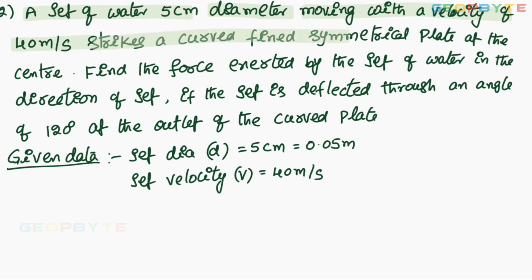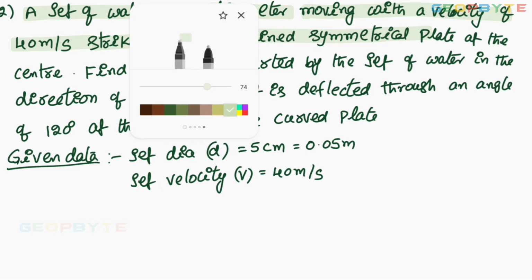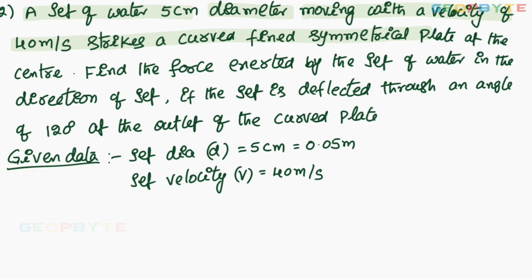Strikes a curved fixed plate. For a fixed plate, the jet is maintaining only one velocity, that is V. For a mobile plate, jet velocity may be changing. Anyhow, the jet is striking the fixed symmetrical plate. Symmetrical plate means the blade angle at inlet and outlet both are equal. At the center, the jet is acting at the center of the plate. Find the force exerted by the jet of water in the direction of jet.